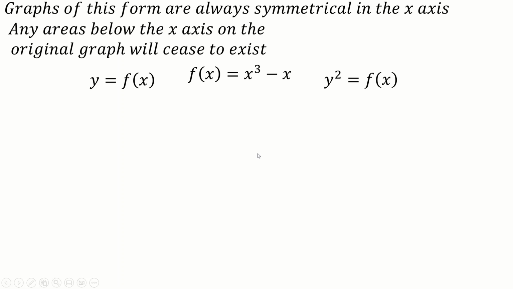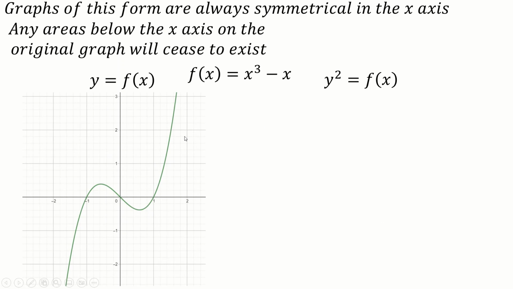So we have two rules now. Let's look at this graph. So this is a cubic, has roots of minus 1, 0, and 1. Cool. Looks a bit like this. So let's make some quick predictions about this.